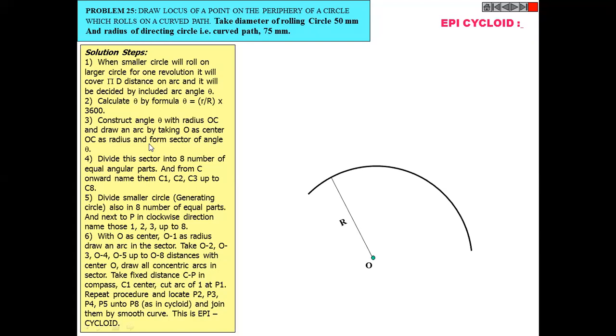Yes, this is the directing circle, or say curved path. At times it is also called the directing circle or curved path. Now this is the circle which is of interest, which is rolling over this circle. Understood? That is the generating circle, or say rolling circle. These are the names given to it, nothing specific.